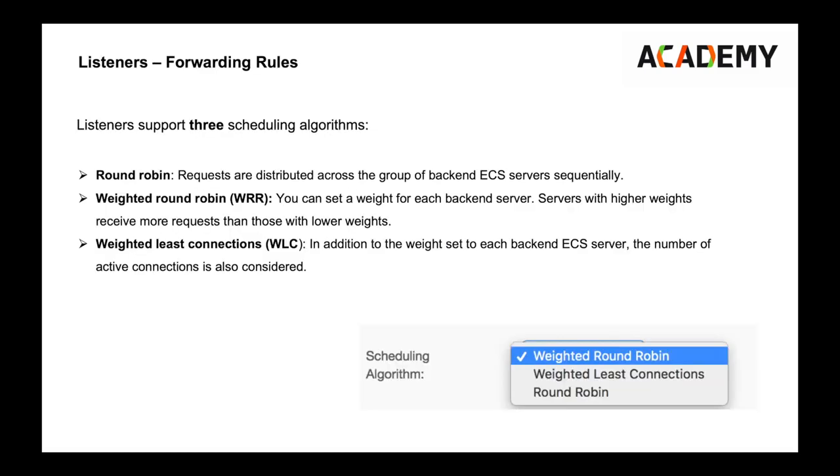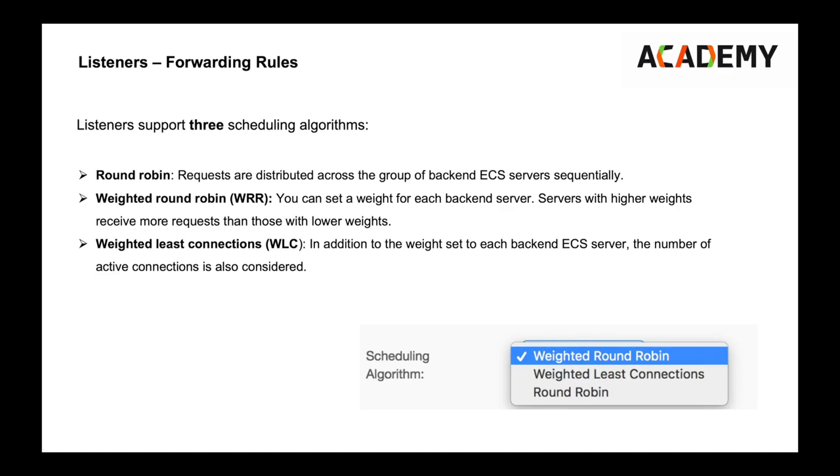So on the listener, there are different types of forwarding rules or scheduling algorithms. There's three. There's round robin, weighted round robin, and weighted least connections. So how do these work? In round robin, requests are distributed evenly across all of the backend ECS servers. So if you have three servers, let's call them A, B, C, then incoming requests will be distributed like this: A, B, C, A, B, C, A, B, C. So the requests will always be distributed sequentially and evenly across the backend instances.